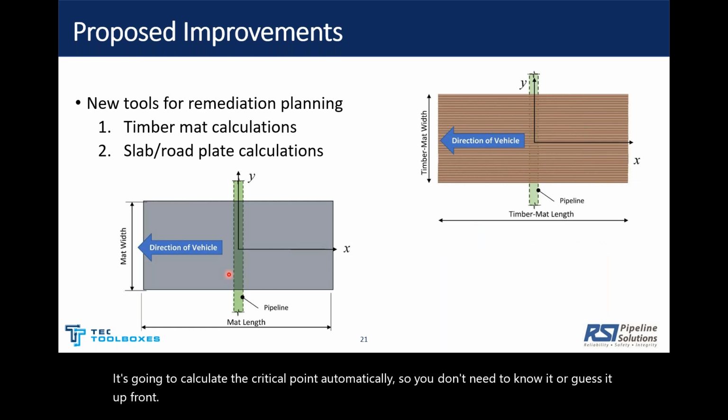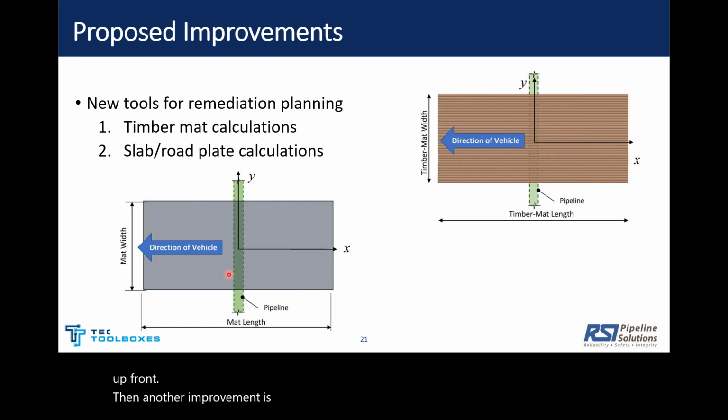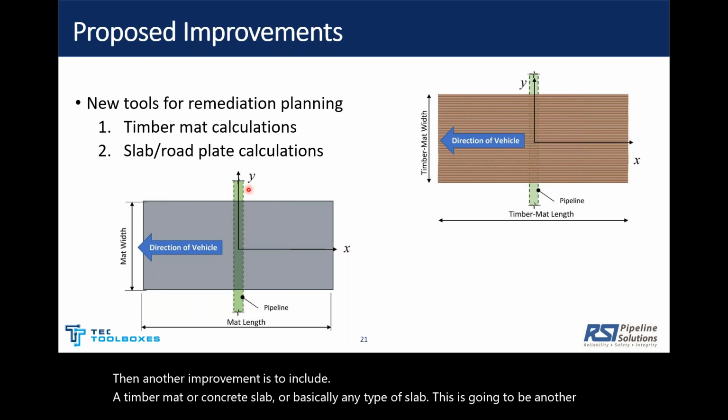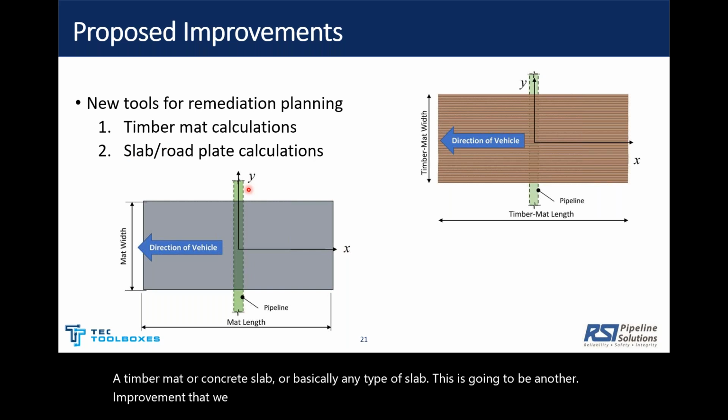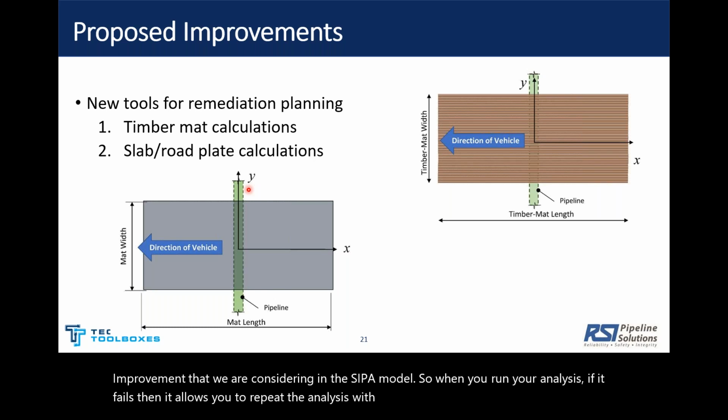Then another improvement is to include a timber mat or concrete slab, or basically any type of slab. This is going to be another improvement that we are considering in the CEPA model. So when you run your analysis, if it fails, then it allows you to repeat the analysis with a timber mat or a slab over the pipe.